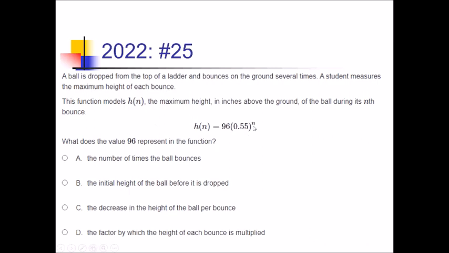So in general, these exponential models, the a times b to the n sort of deal, in these, the a, the number that's being multiplied but doesn't have an exponent on it, that's your initial value. Because if you plug in 0 for the exponent, you're going to have something to the 0, which is just 1, and all you're going to be left with is this initial a value. So that means that this 96, since h represents height, 96 is the initial height of the ball at time 0. In other words, before it actually gets dropped. So that would be then choice B.